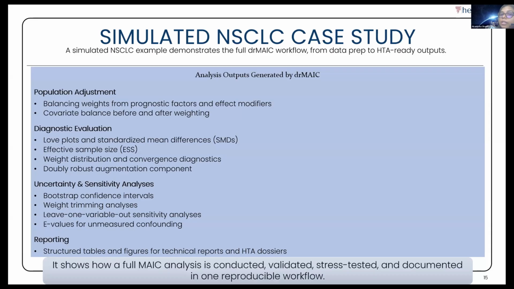So this is a quick setup before I show you the actual output. I am using a simulated NSCLC dataset to run the full drMAIC workflow end to end. There are four output categories: population adjustment, diagnostic evaluation, uncertainty and sensitivity analysis, and reporting. The next slide shows the actual generated output. So I will show you exactly what comes out the other end. This slide is really just the contents page for that.